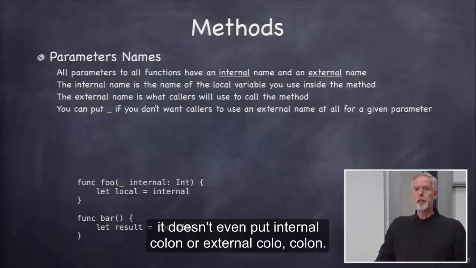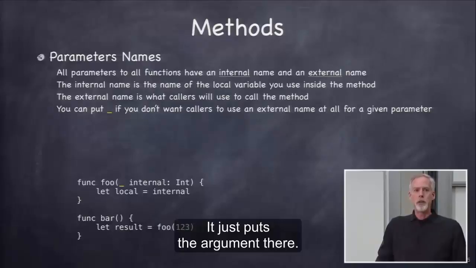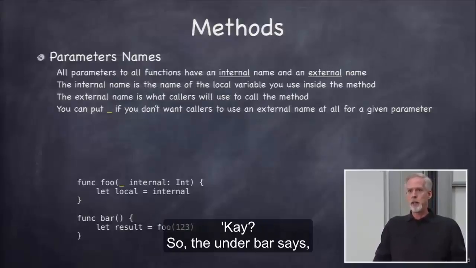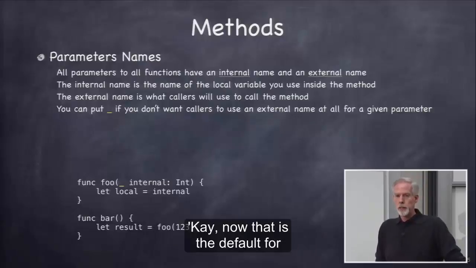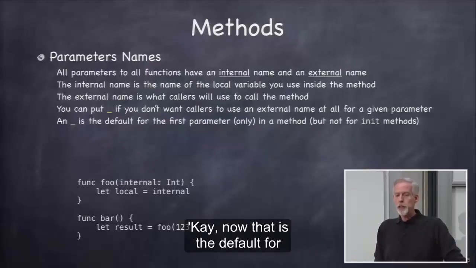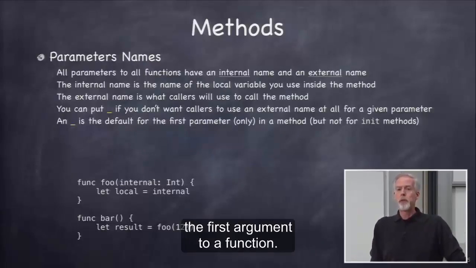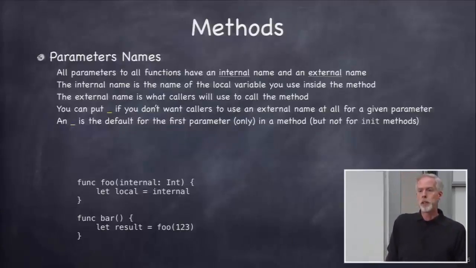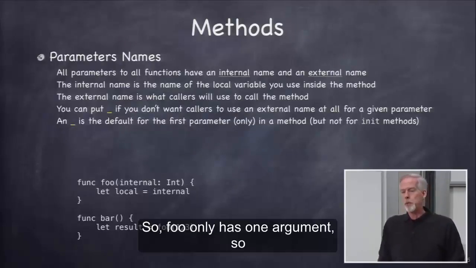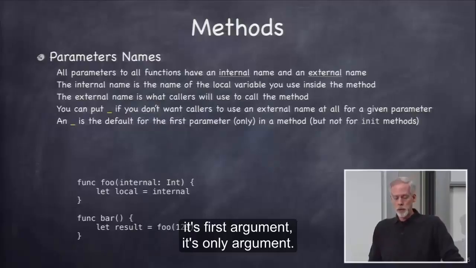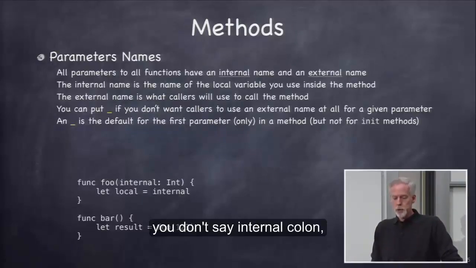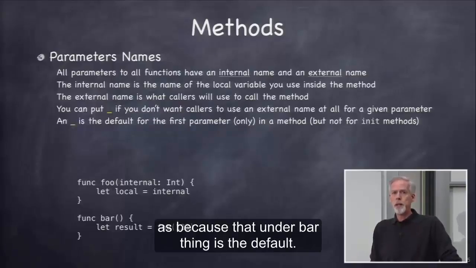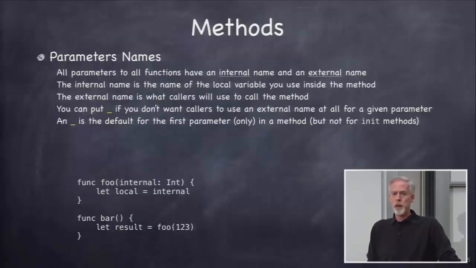It doesn't even put internal colon or external colon. It just puts the argument there. Okay? So the underbar says, I don't want to have an external name for this. Now that is the default for the first argument to a function. So foo only has one argument, its only argument. You can see that when you call it from bar, you don't say internal colon. That's because that underbar thing is the default.